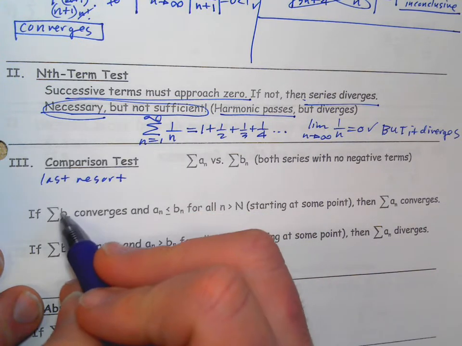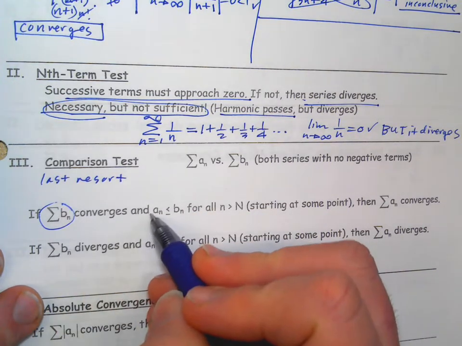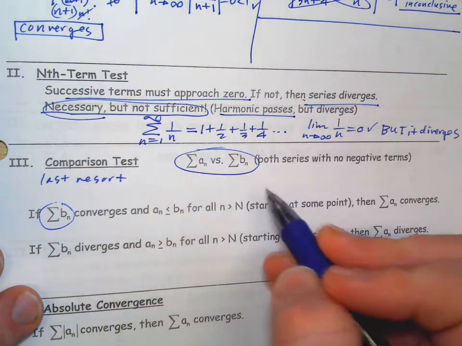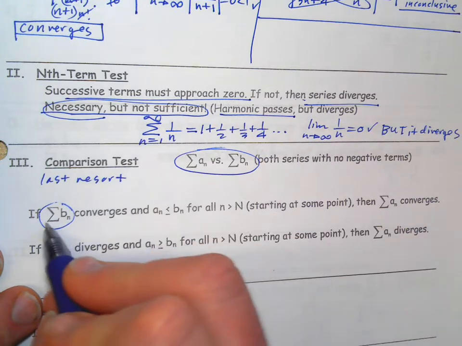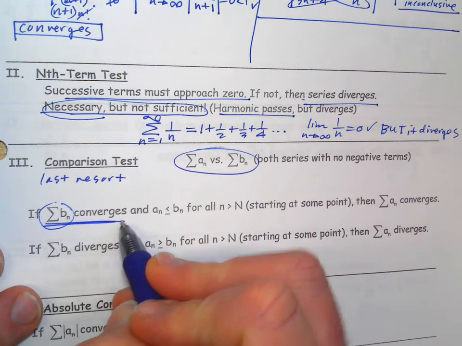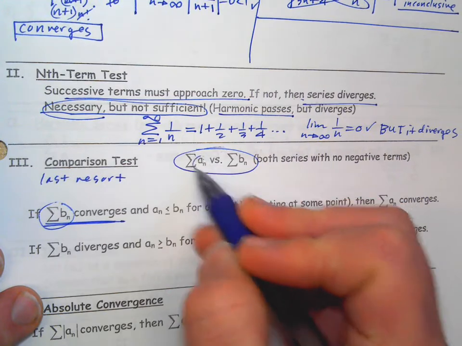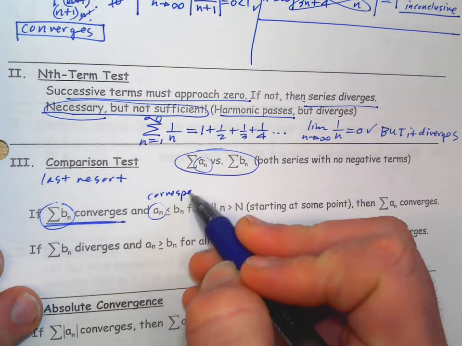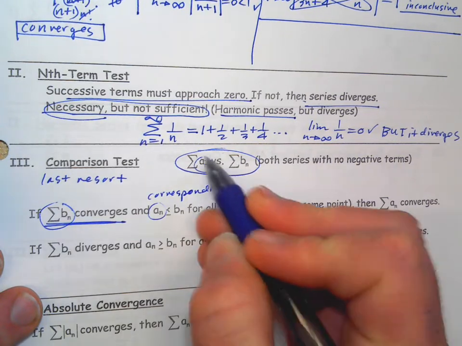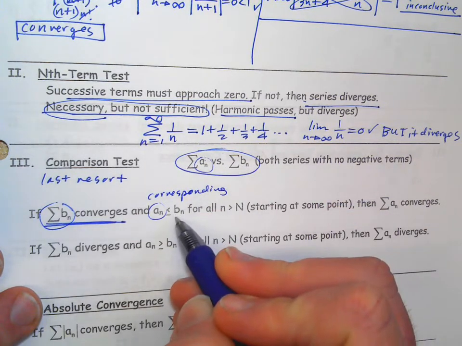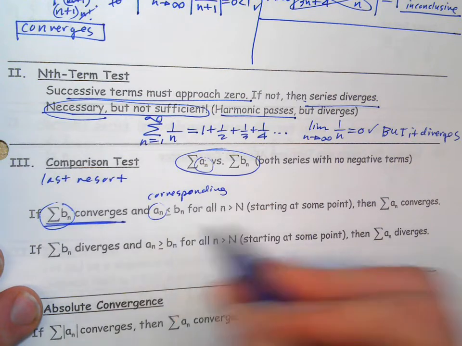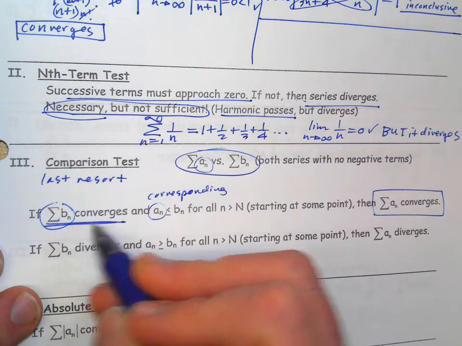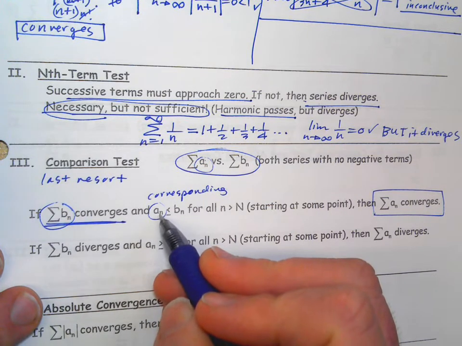It says if you have a series where every term in the series, okay, so we're comparing these two, okay? They're saying if this series converges and all the corresponding terms in this series are smaller than that series, well, then this one has to converge too. So if this one converges, doesn't blow up, and this one's smaller than it everywhere, then it has to converge.